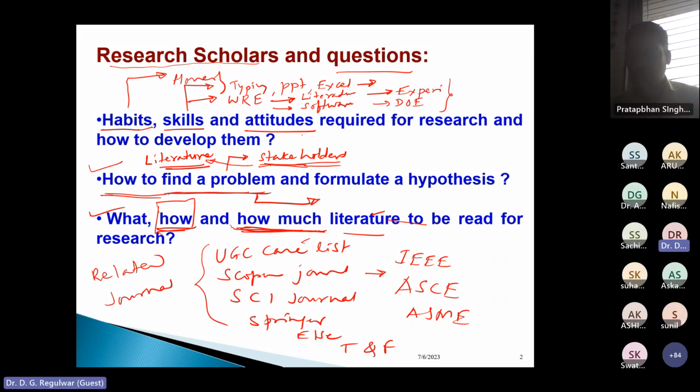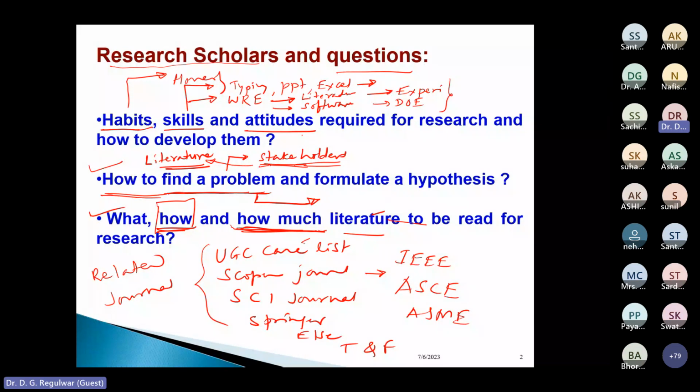What you have to do is, right from today, the present and current literature, go back till you find the traces. Okay, so like this, you should read for the research. So these are the research scholars' questions.